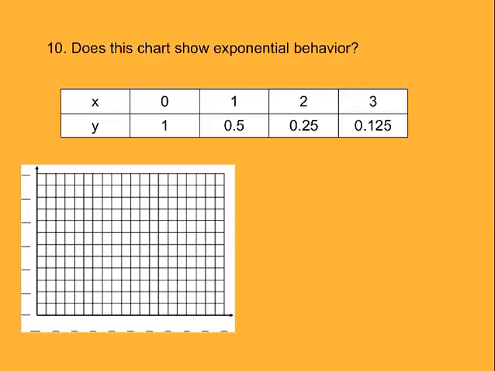So now let's take a look at number 10. Does the chart show exponential behavior? So again, we're going to divide. 0.5 divided by 1 is 0.5. 0.25 divided by 0.5 is 0.5. 0.125 divided by 0.25 is 0.5. So yes, it is exponential because each of those numbers is the same.